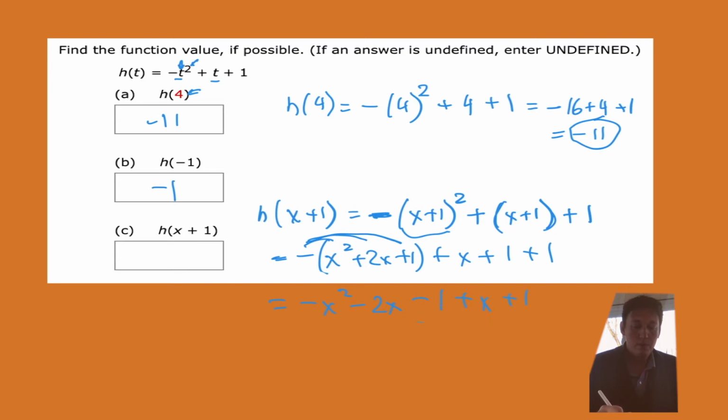Plus 1. Now I can go ahead and combine like terms. So notice x squared doesn't have anything to combine with. I'm just going to leave it as x squared. So we have negative x squared. Negative 2x and positive x combine to make negative x. Then negative 1 plus 1 is 0, plus another 1, that's plus 1. And that is my final answer.